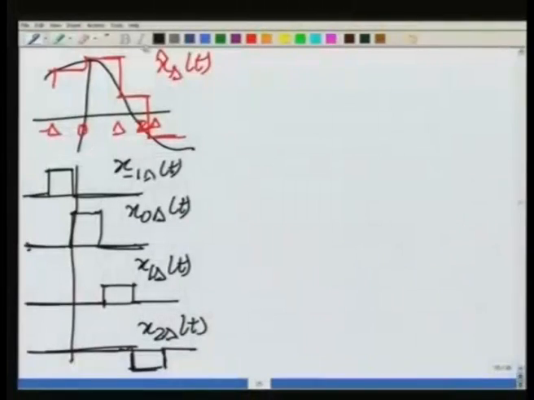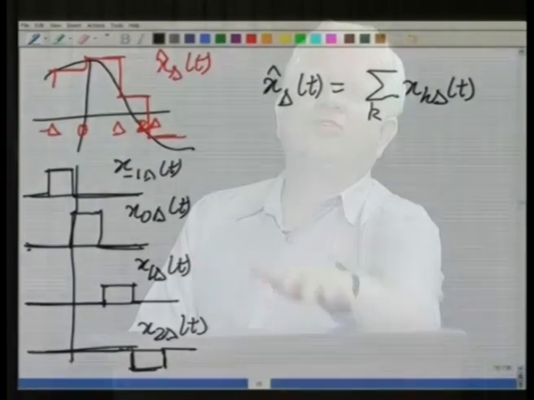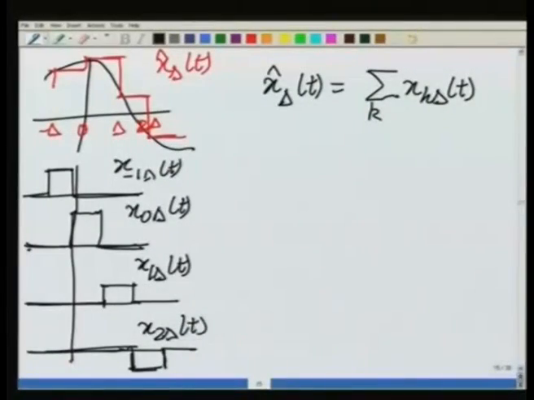So, we can write x hat delta of t equals summation x k delta of t for different k's. Fine. So far so good. We seem to have completely sidetracked the original problem of finding a representation for x t. We have now become completely preoccupied with finding a representation for x hat delta of t. We have set our sights a little lower.